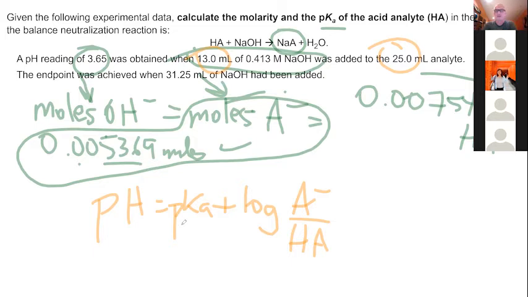Is that clear to everybody? I mean, we can calculate the concentrations if you want. It just means more pain and agony. We don't have to do that.